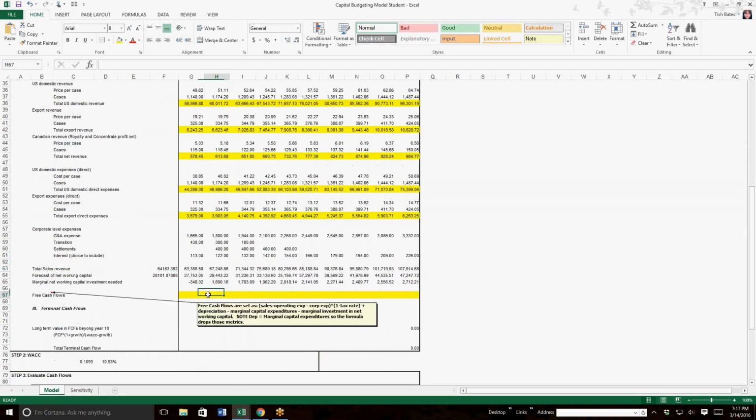Okay. So this is the line I haven't figured out, but this is the formula for it, right? So it's sales minus operating expenses minus corporate expenses, which I feel like I need a line in here to total these. And I feel like I need a line in here to total the export expenses and the domestic expenses to get that.